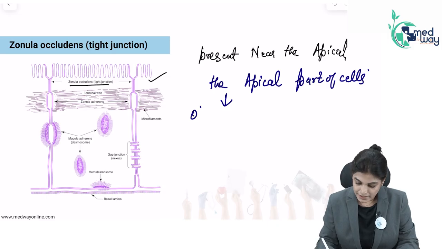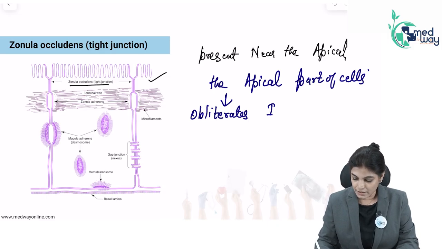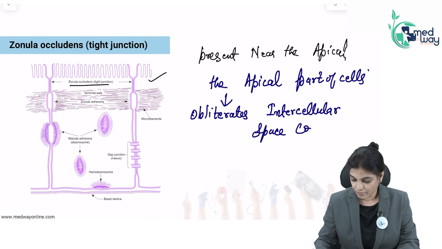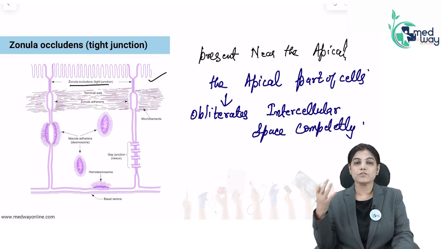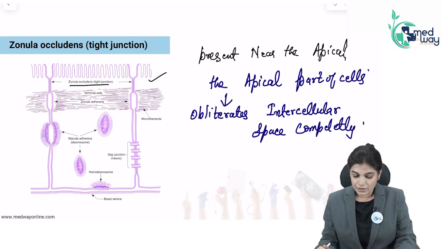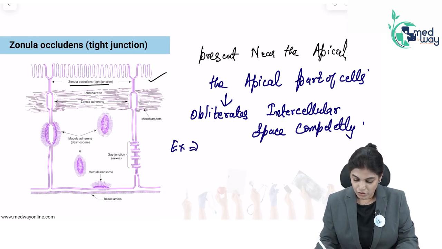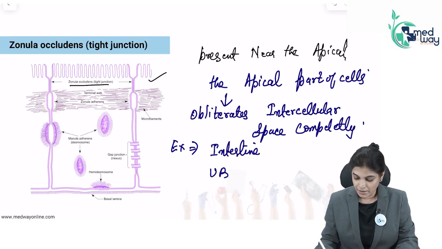So, it obliterates the intercellular space completely, and it prevents the passage of material between the cells. Examples where we can see zonula occludens or tight junction are the intestine and the urinary bladder.